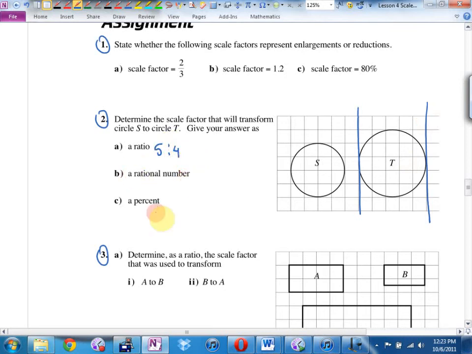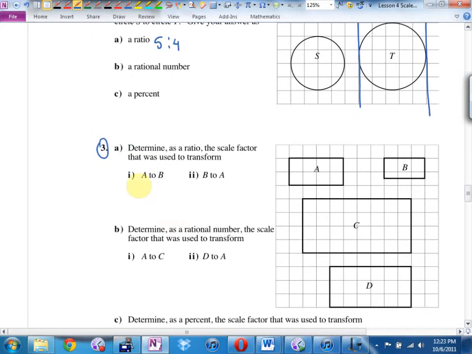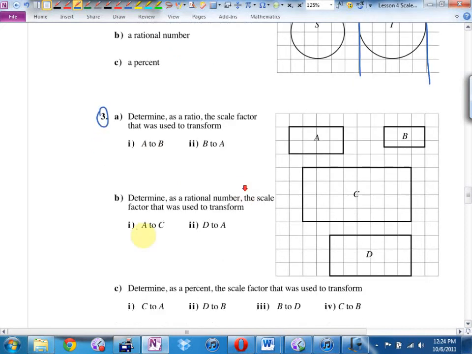You'll do something very similar for question 3. Count the length of the first one. Count the length of the second one. The second one always goes first in your ratio when you're writing it. And that will tell you the scale factor from A to B or from B to A, from A to C or from C to D to A. Here it wants it as a ratio. Here it wants it as a rational number, a fraction. Here it wants it as a percent.